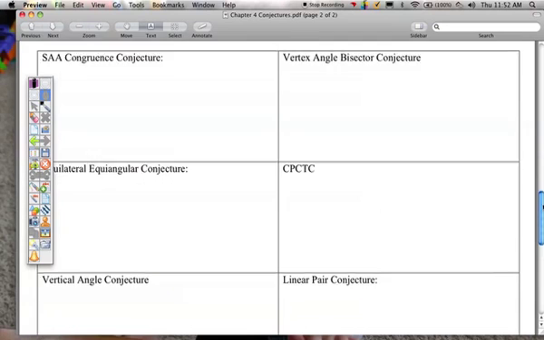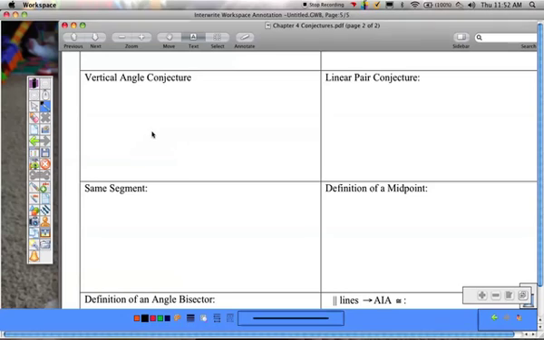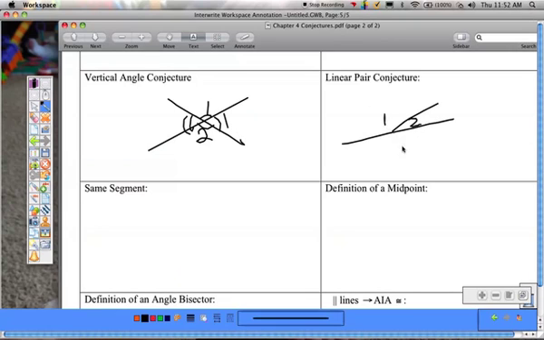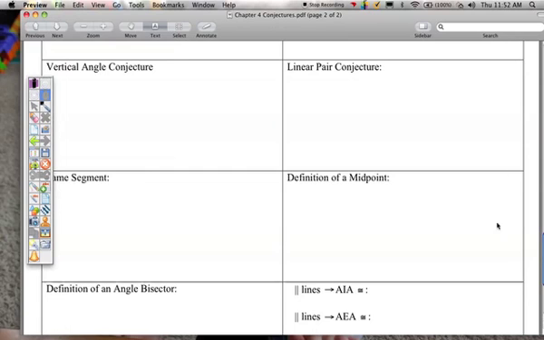And the rest of our review, you need to know vertical angles are congruent. So angles 1 and 2 are congruent. Likewise, these two angles are congruent. Linear pair, angles 1 and 2 add to a straight line. Same segment. You might have a picture like this, where they share a segment in both triangles. Definition of a midpoint. A midpoint divides a segment into two equal parts. An angle bisector cuts an angle into two equal parts.